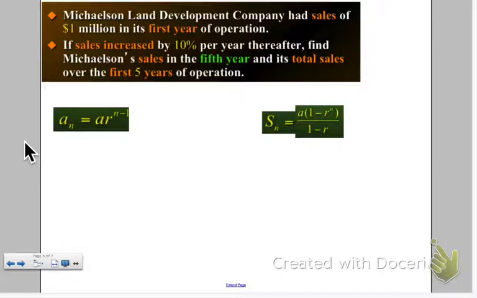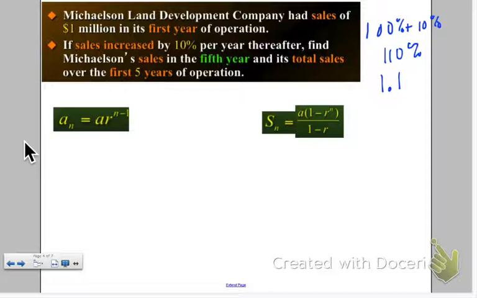Sales increased by 10%. Is it 10% based on the year before? That's obviously the compound interest. So you're going to be multiplying by, if it's a 10% increase, that's 100% plus 10%, so that would be 110% total. Year 2 is going to be 110% of year 1, and so we're going to be multiplying by 1.1.